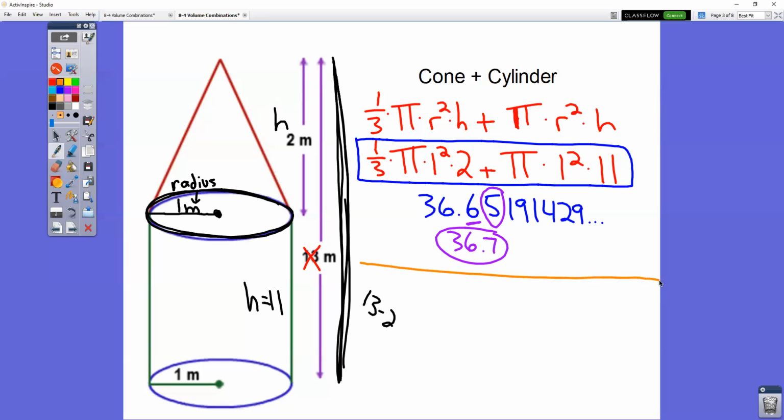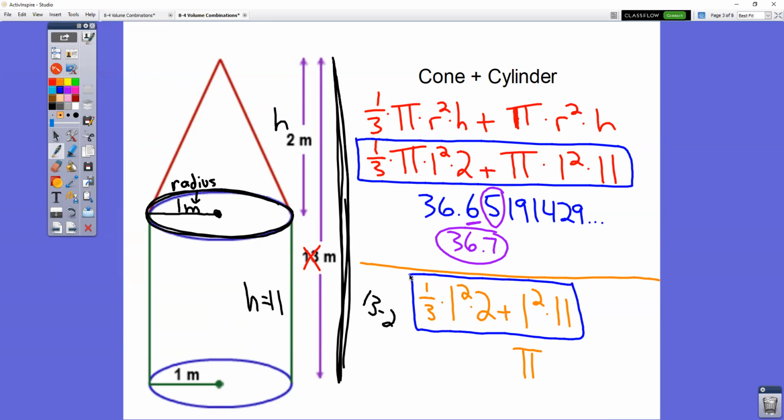Now, leaving our answer in terms of pi, you want to type in everything that we typed into the calculator except for our pi symbol. So we're still going to have 1/3. We're not going to type in the pi. We still have 1 squared. We still have our 2. We still have our plus sign. We're not going to type in the pi. We still have our 1 squared, and we still have the 11. Remember that all that we're doing with our pi symbol is sticking it at the end of our answer. So what you're typing into the calculator is what's in the blue box there.